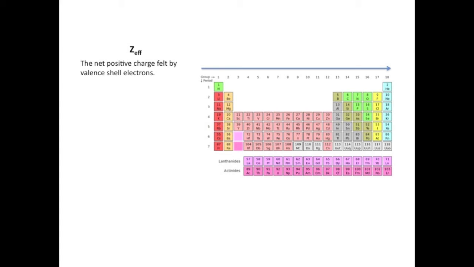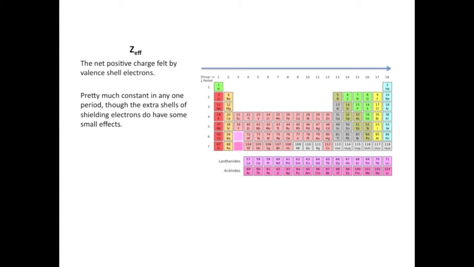Okay, next up is Zeff, or effective nuclear charge, which is a measure of the net positive charge felt by valence electrons. The quick and dirty method of figuring out an atom's Zeff is to subtract its non-valence shell electrons from the number of protons.